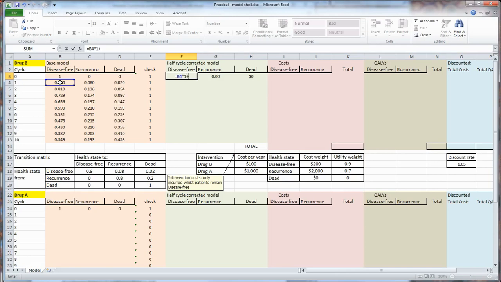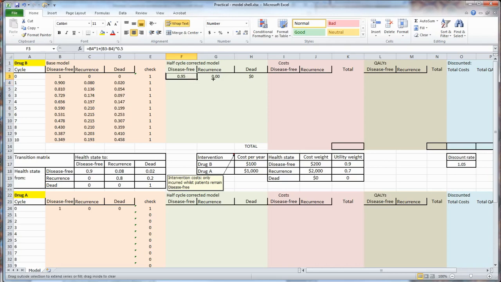And then we estimate the proportion who left the cycle, so that's the proportion who were in the state at the beginning of the cycle, in brackets, minus the proportion who were in the state at the end of the cycle. So that's the proportion who left, and we assume they left halfway through, so we multiply that proportion by 0.5. You can see we get an equivalent proportion of 0.95 patients who remained in the disease-free state for the full cycle.